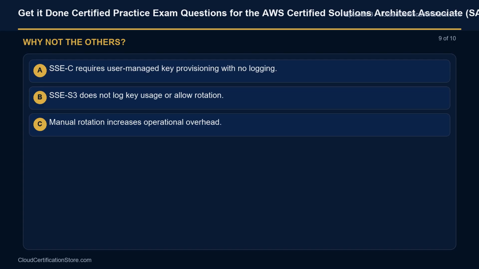Why not Option A? SSE-C requires user-managed key provisioning with no logging. Why not Option B? SSE-S3 does not log key usage or allow rotation. Why not Option C? Manual rotation increases operational overhead.